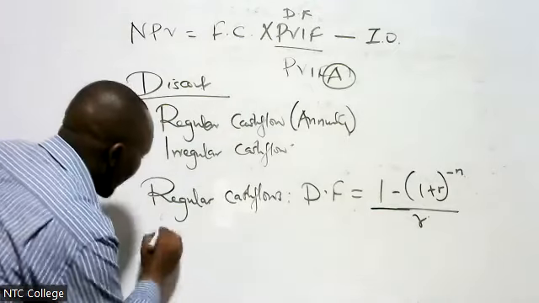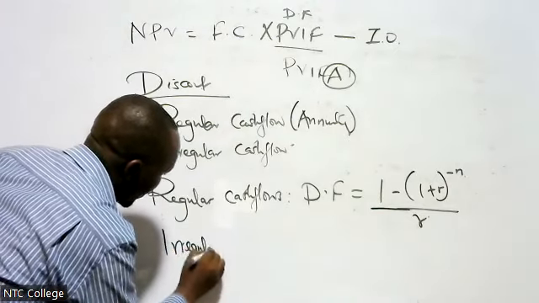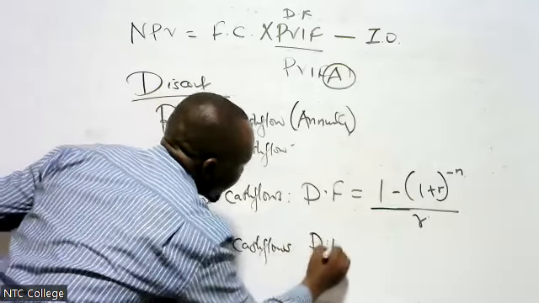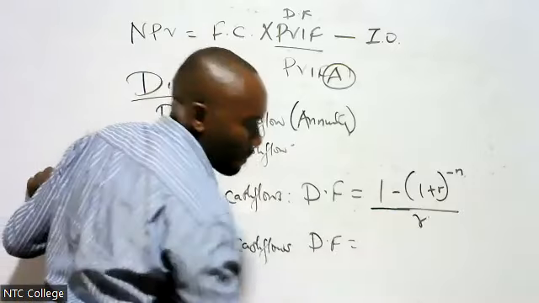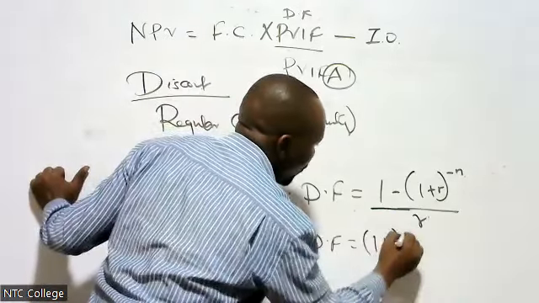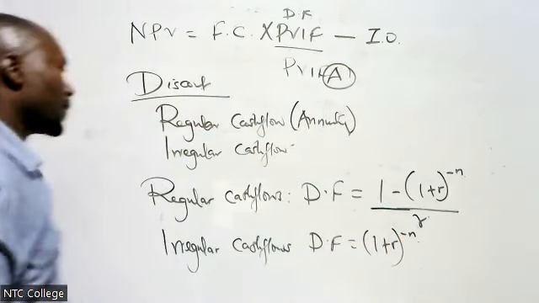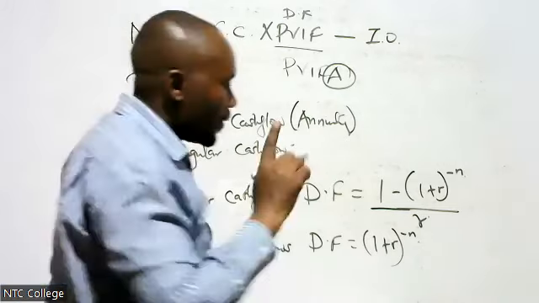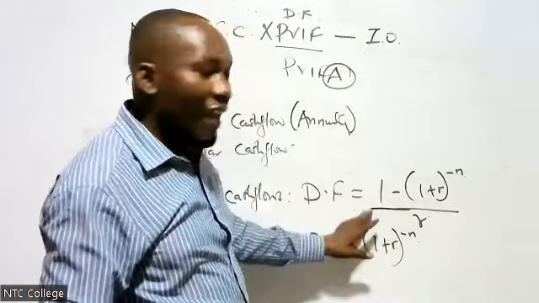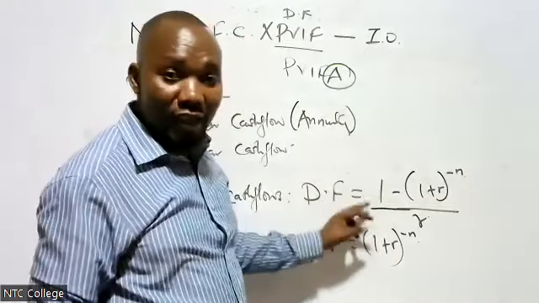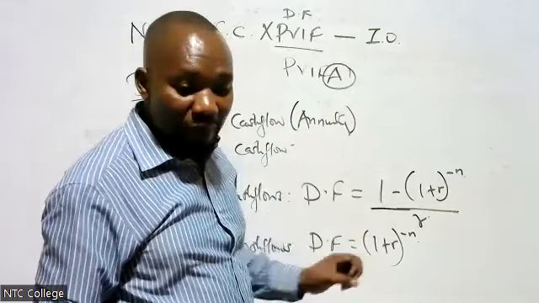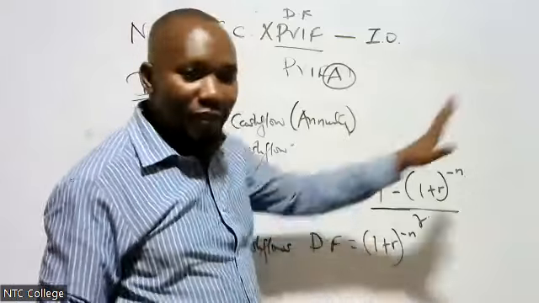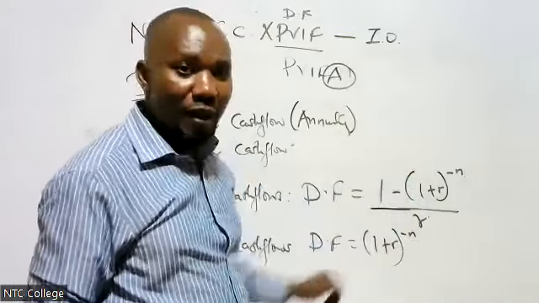But for irregular cash flows, discounting factor you can get by saying 1 plus R into 1 minus N, just like that. So you need to know the differences between the two. In this particular advanced FM, this formula you will use until you do the exam. So it is better you cram, master it, put it somewhere in your head where you can't forget it. You'll use it forever. Every time you'll be applying it.